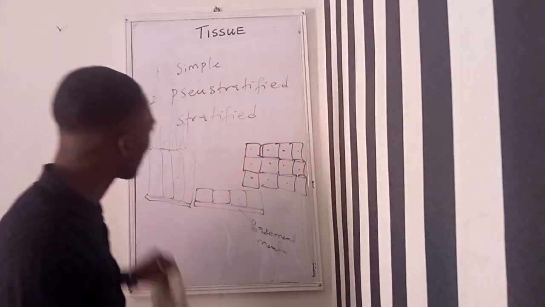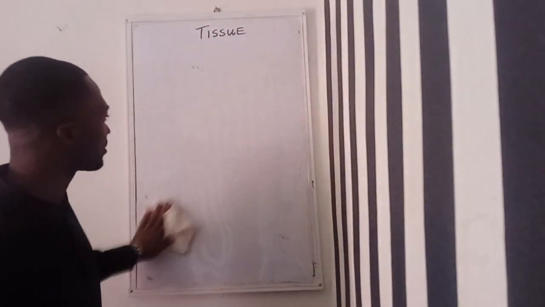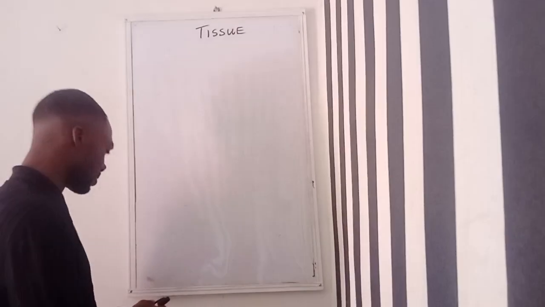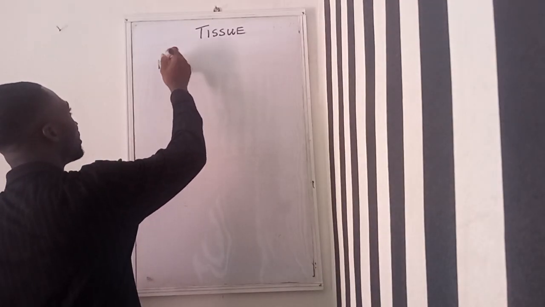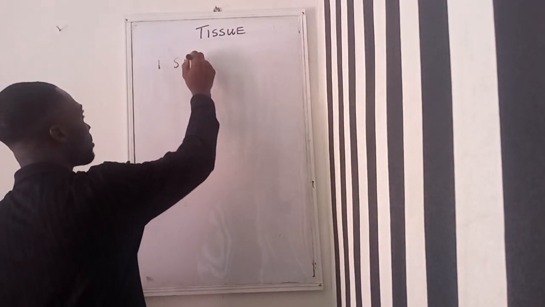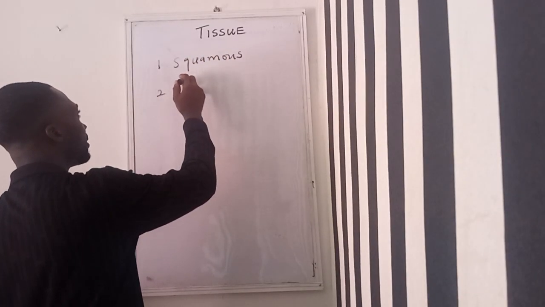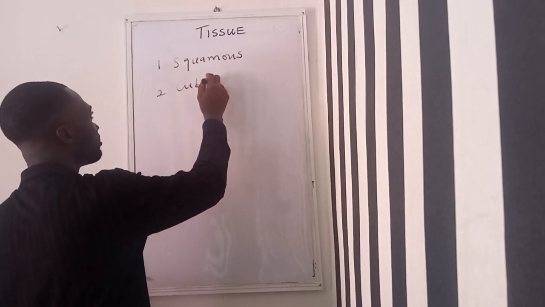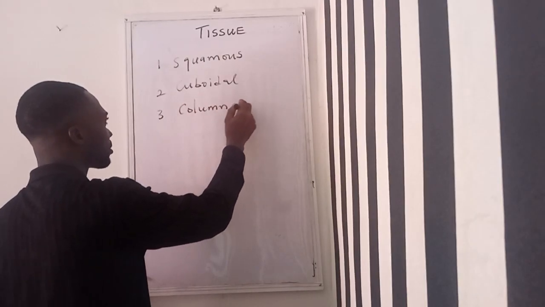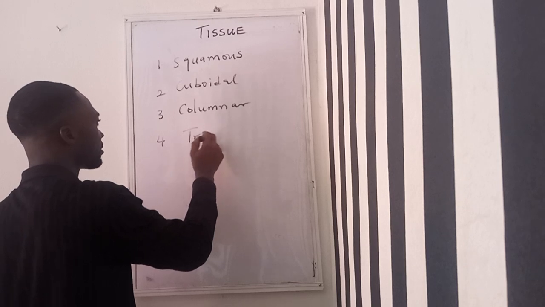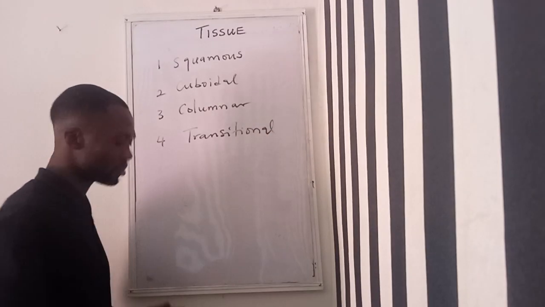We'll now talk about classification based on the shape of constituent cells. Based on the shape of constituent cells, we'll have another four types of epithelia. We'll have the squamous epithelia. We'll have the cuboidal epithelia. We'll have the columnar. We'll have transitional epithelia.